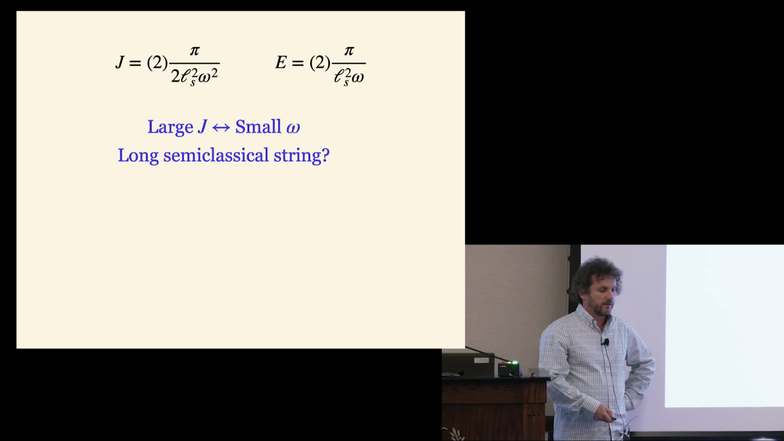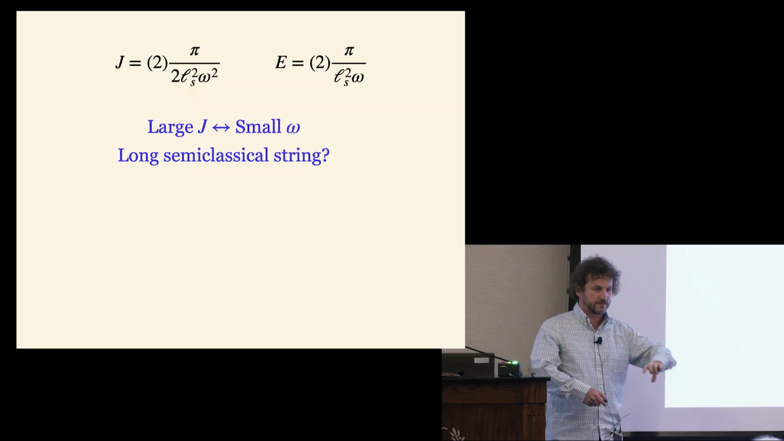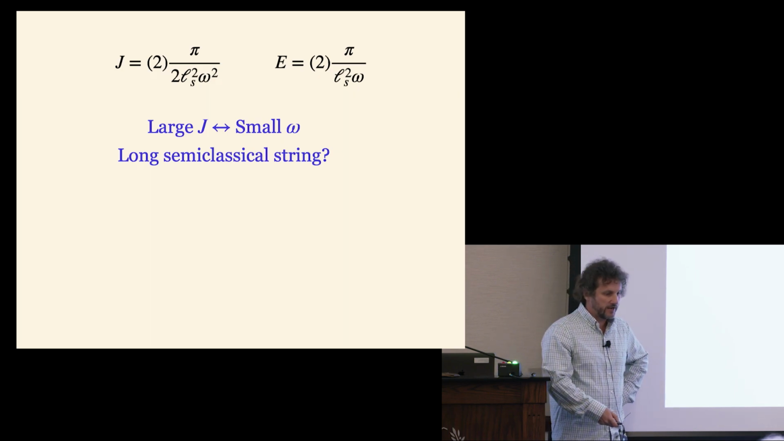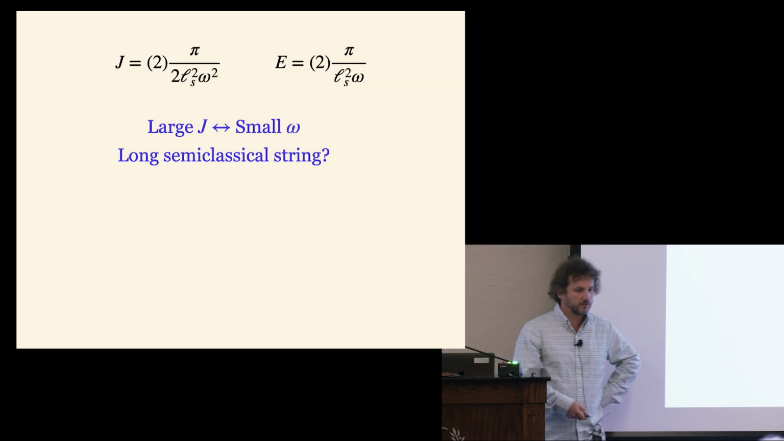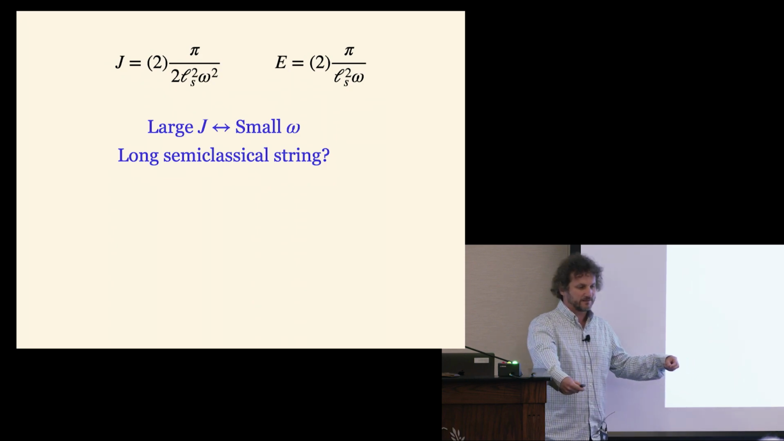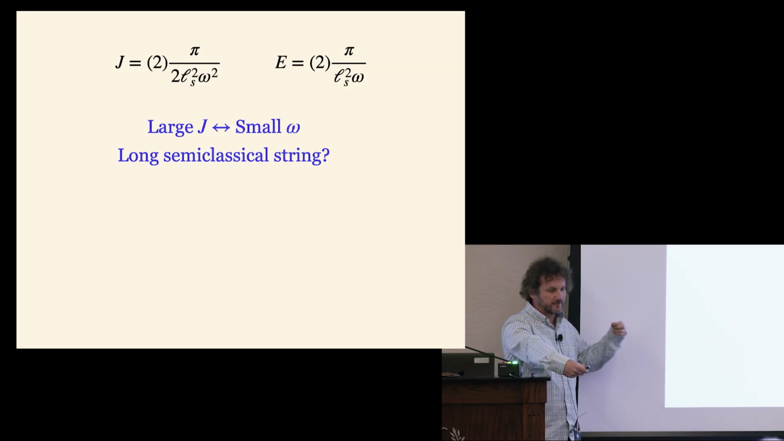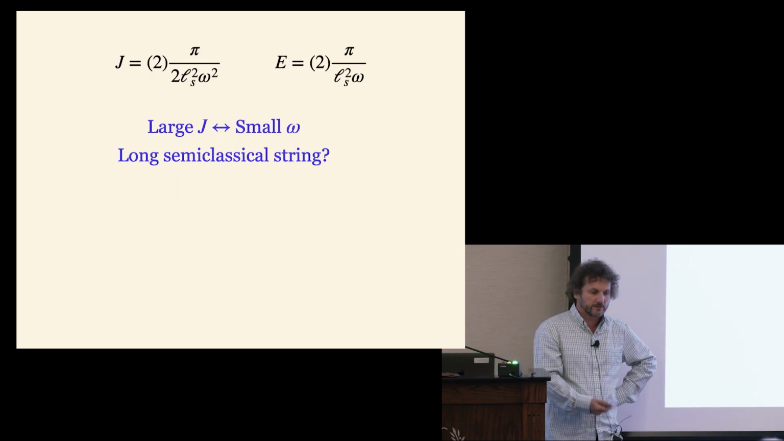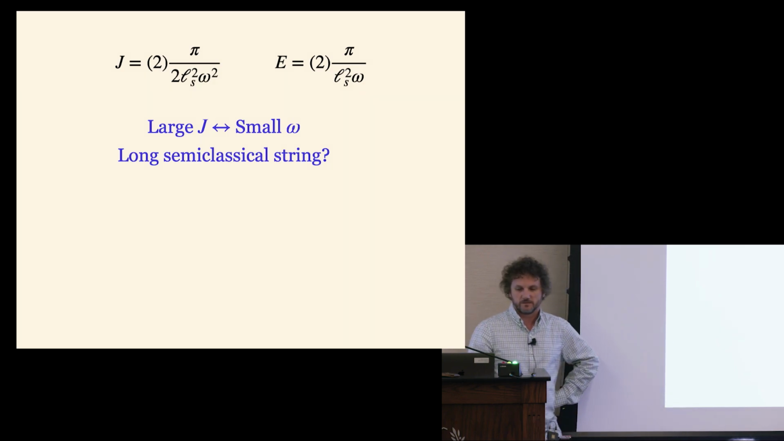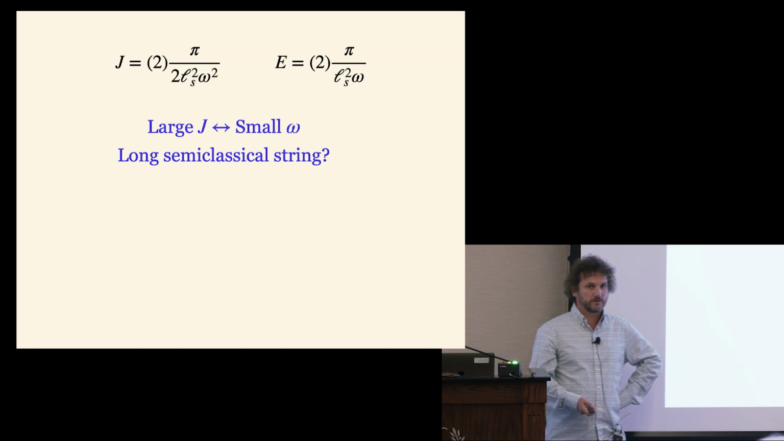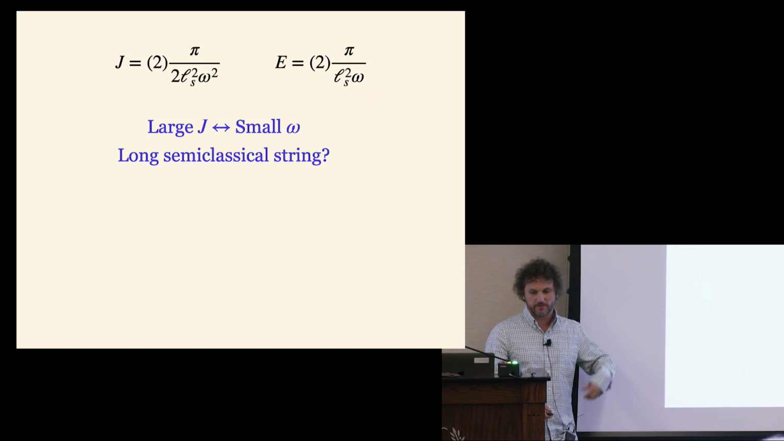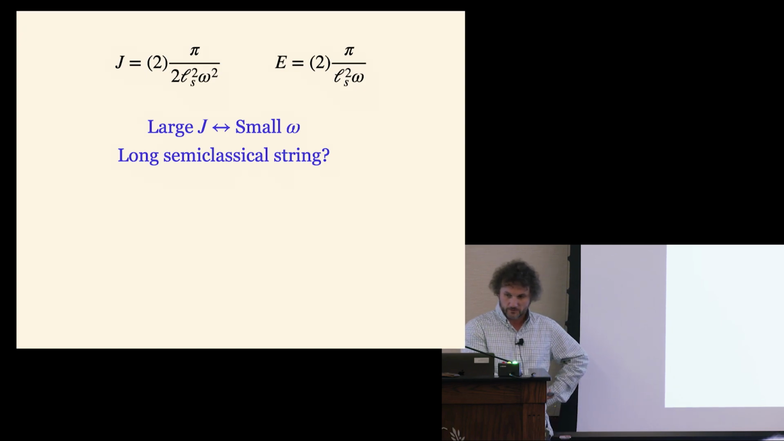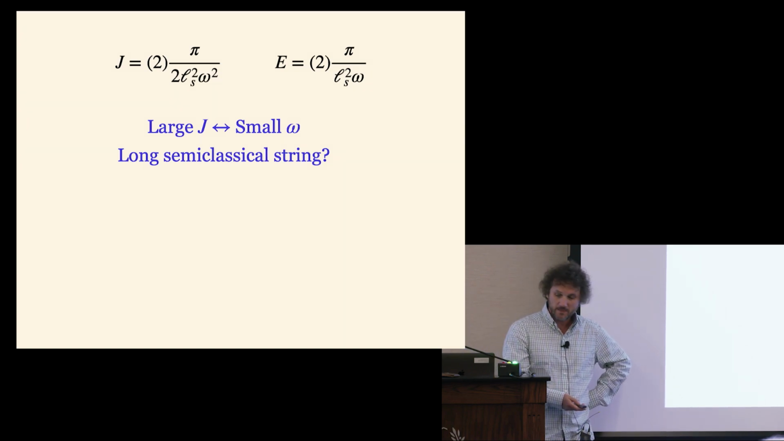And in particular, large J, from this expression, where omega is the rotation frequency, corresponds to small omega. So these large J strings are long, not surprisingly, and also slowly rotating. So one expects that those should have good semi-classical behavior. And then one would like to consider small perturbations around these semi-classical configurations and describe excited glueballs. So that's the program here.